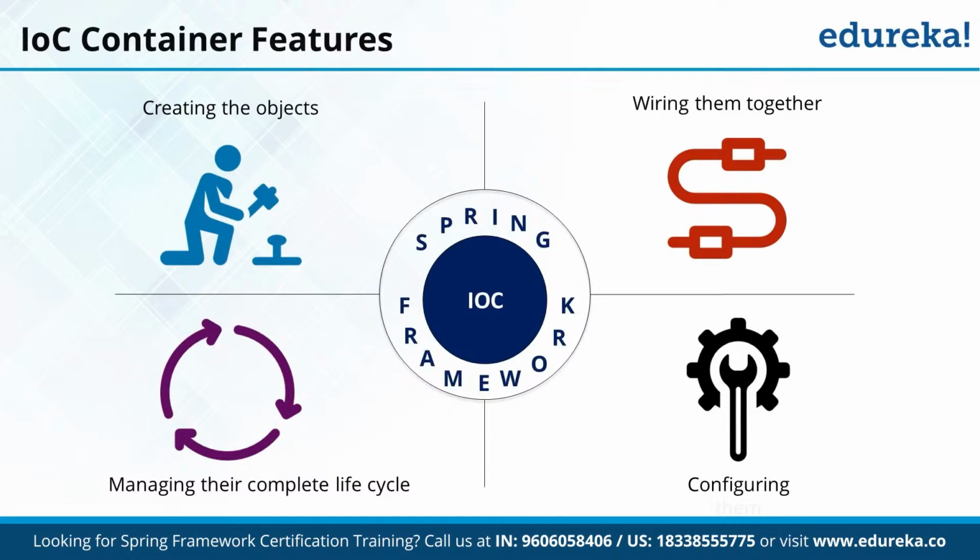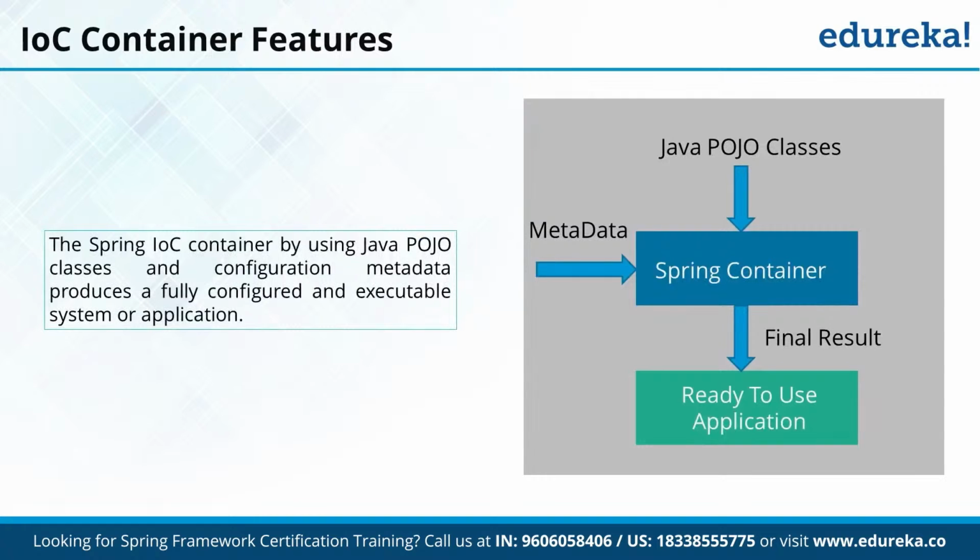Then wiring them together, right? So there might be dependencies which we can link up, and configuration means the key value pair which you have already mentioned, right? So you just need to configure your object in the XML file. So there are various features of IOC container now, right? The Spring IOC container, by using a Java POJO class and the configuration metadata, produces a fully configured and an executable system or an application, right? So what we do, we give the metadata and the POJO information to the Spring container, right?